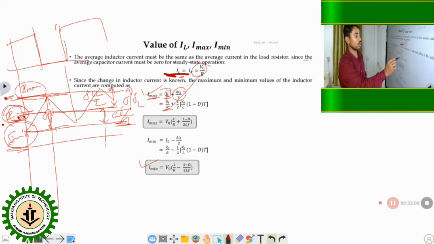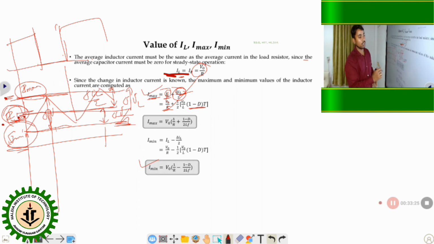It will be the V naught by N in the previous case. You see, when the switch is off, at that condition, what will be the voltage? So just put here the del IL value. And from this equation, if we add these two, we can get the I maximum value. So I maximum will be V naught into (1 by R plus (1 minus D) by 2LF).